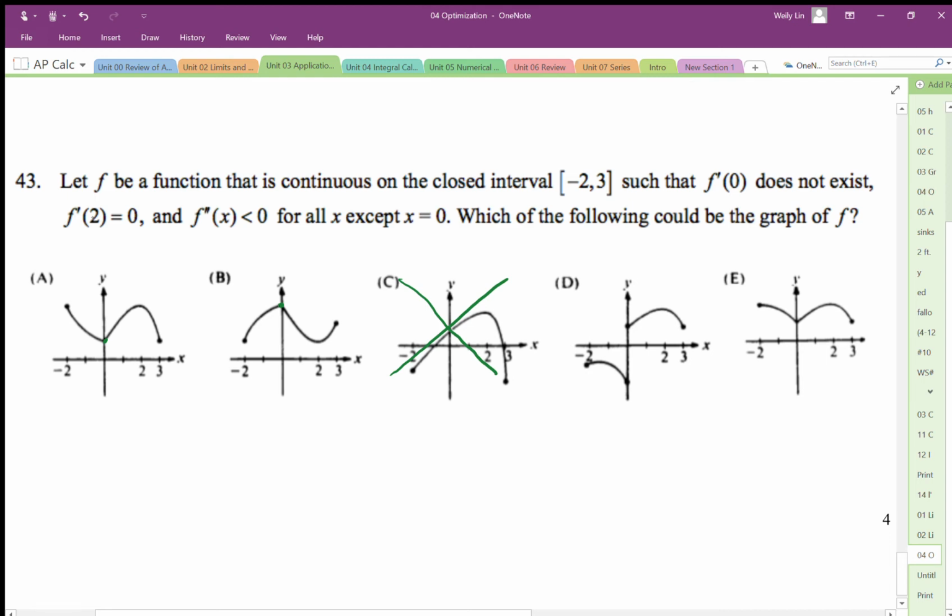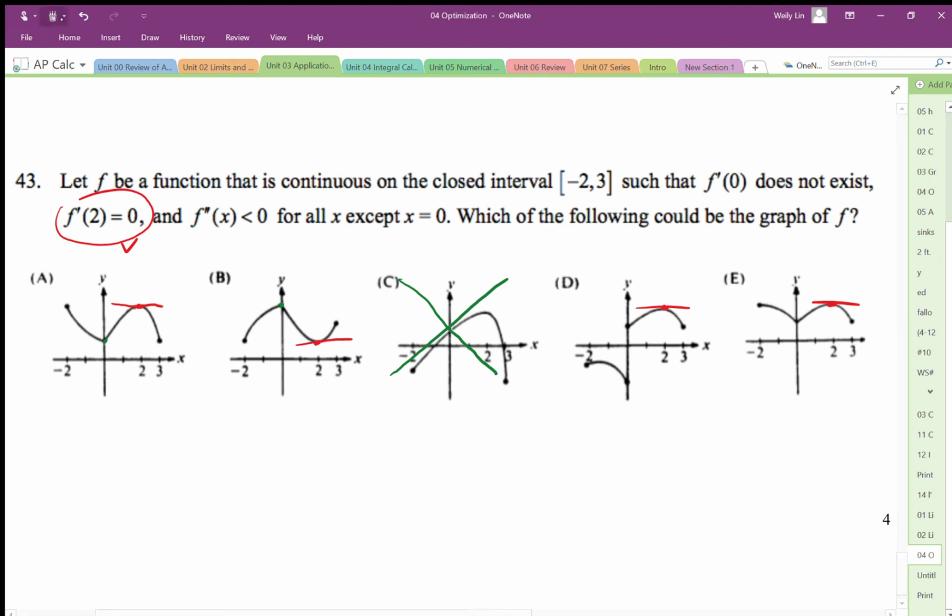F prime of 2 equals 0. So that means we have a horizontal tangent at, sorry, at 2. That one fits the bill, that one fits the bill, that one has a horizontal tangent at 2. They all have horizontal tangents at 2, so that doesn't really help us out. The last part says f double prime is less than 0, means it's always concave down except at that point where we can't differentiate.